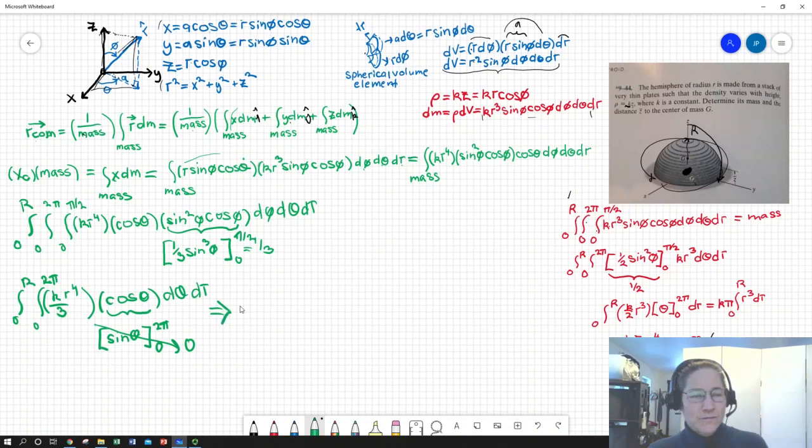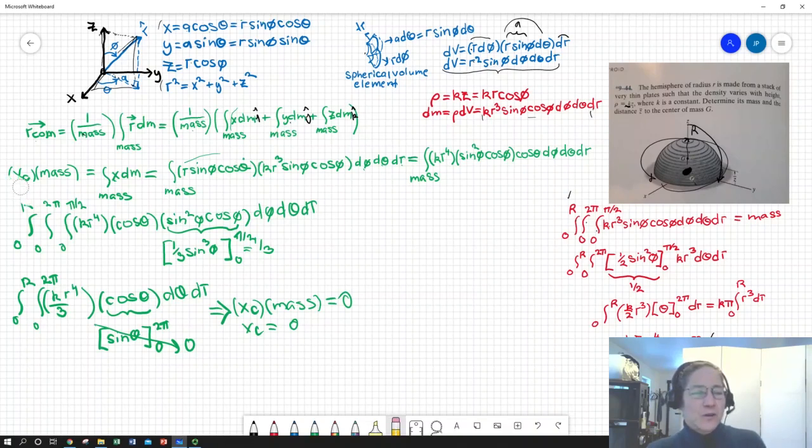Therefore, we can say that x sub c times mass equals 0. So the x-centroid is going to be at 0, which is exactly what we predicted. So that's a good check that our expressions for our volume element, our incorporation of our density expression in spherical coordinates, and our limits of integration to cover the whole hemisphere, are all working correctly with our definitions of center of mass.